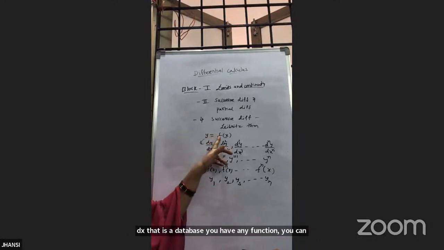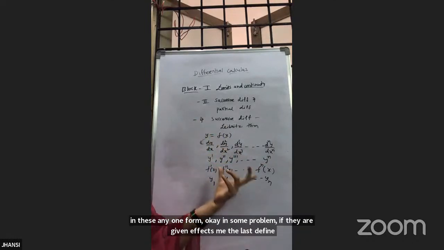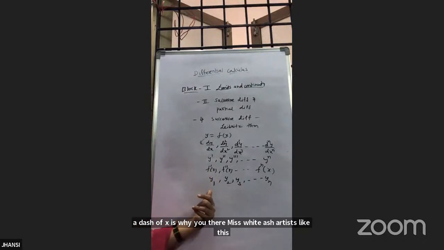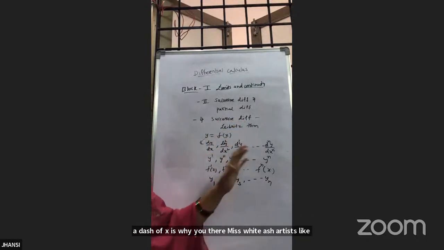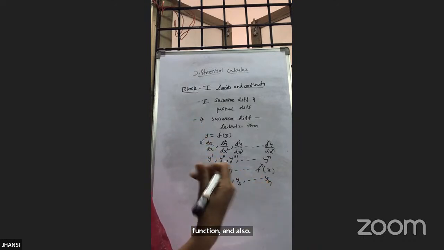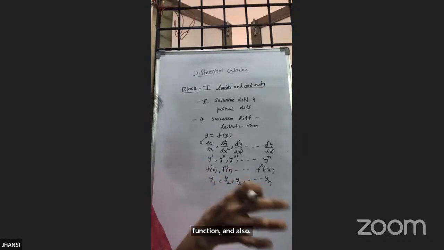In some problems, if f of x is given, they'll ask to find f dash of x. If y is there, then y dash. Or you can put it like this also, it is the first order. So this successive differentiation is mainly useful for finding the nth derivative of a function. If you go on doing the differentiation up to n terms, we can find the differentiation of any function.